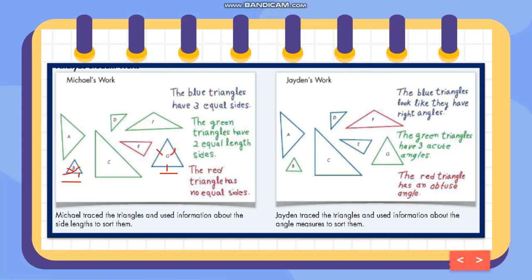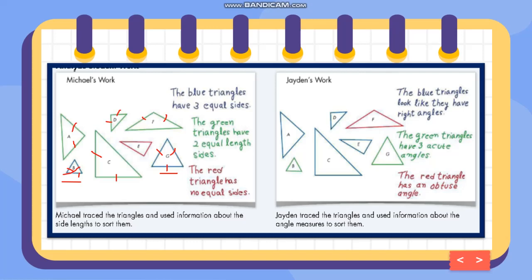So this and this are equal. This and this are equal. Two equal length sides, those are the green ones. And the red ones have no equal sides. So that is Michael's work.